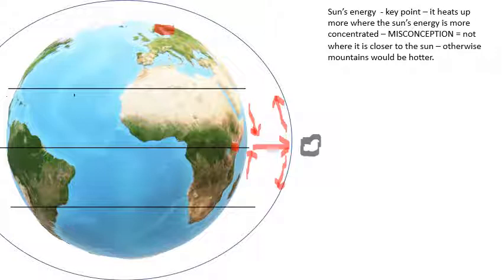Now because the air is rising, it cools high up, and as it cools it condenses and creates clouds, which then create rainfall. So we tend to get a lot of rainfall at these equatorial areas.